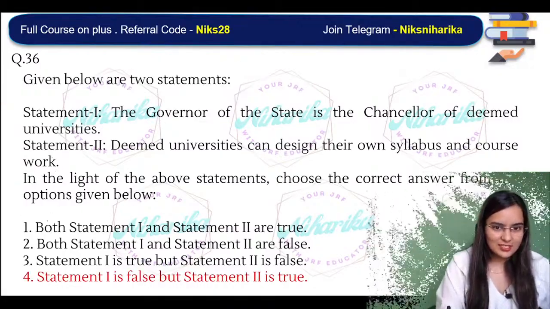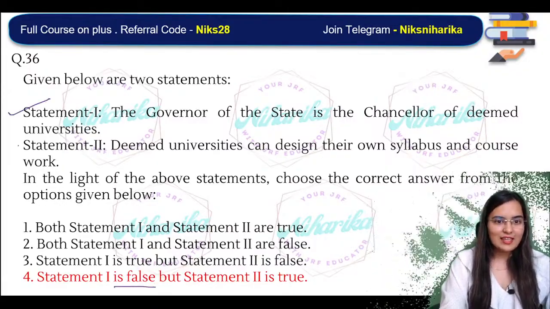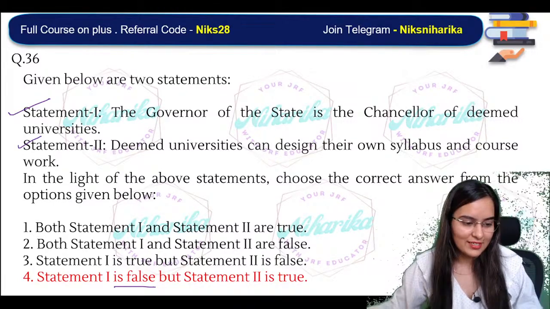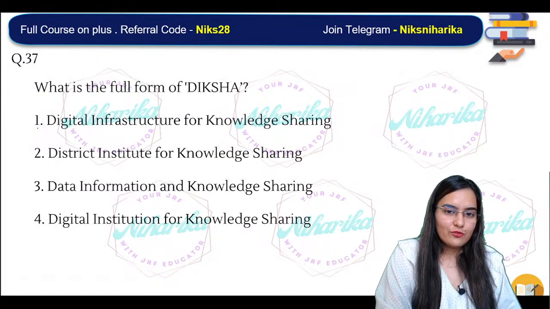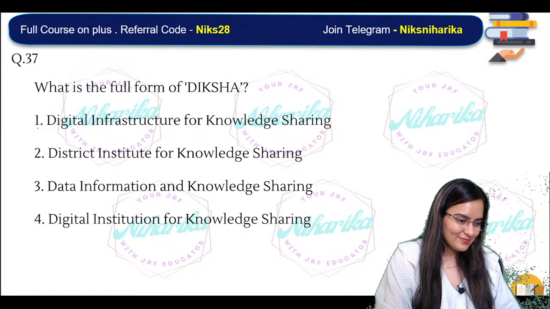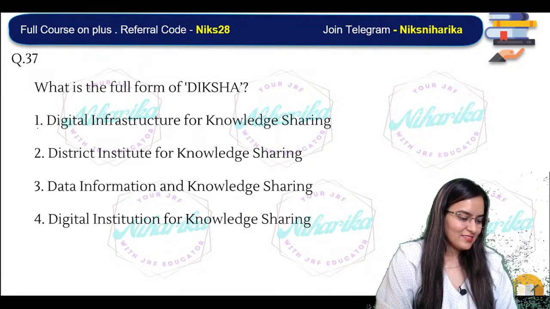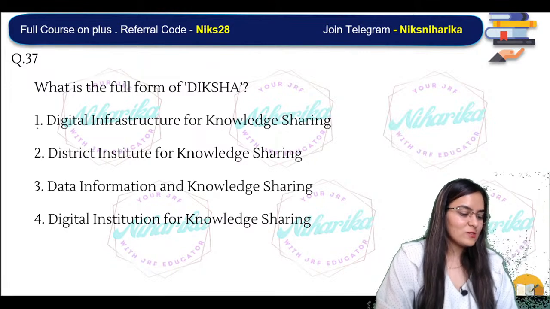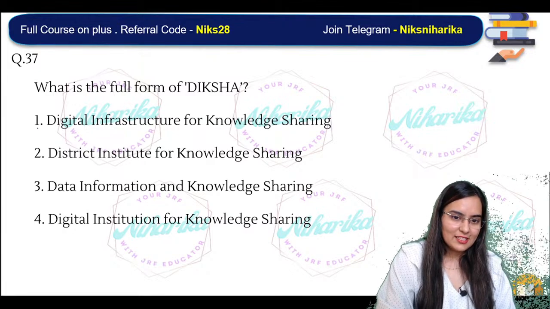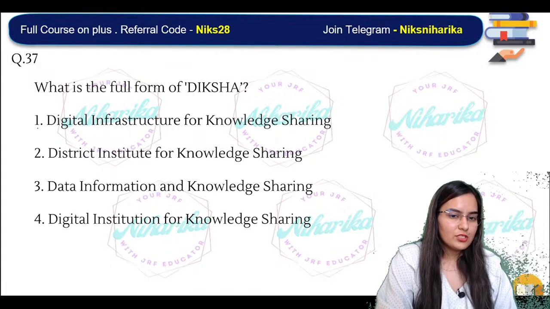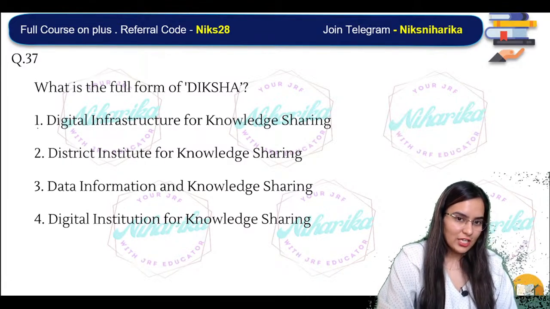Correct. 36. First, this is false. This we have never done. We have never studied. And second one is perfectly correct. Correct. Okay. Next one. What is the full form of Diksha? Yes. Chancellor sponsor is set. Correct. What's the full form of Diksha? Digital infrastructure, digital information, or digital institute, or digital institution infrastructure.